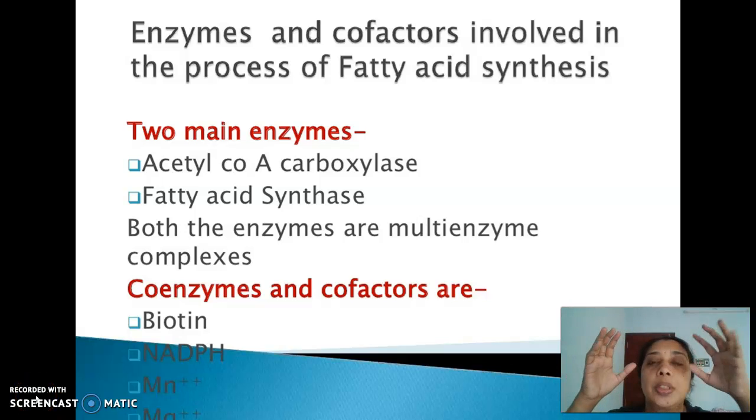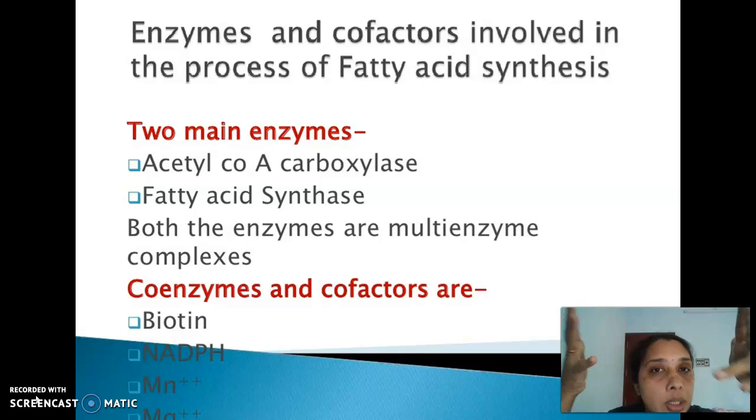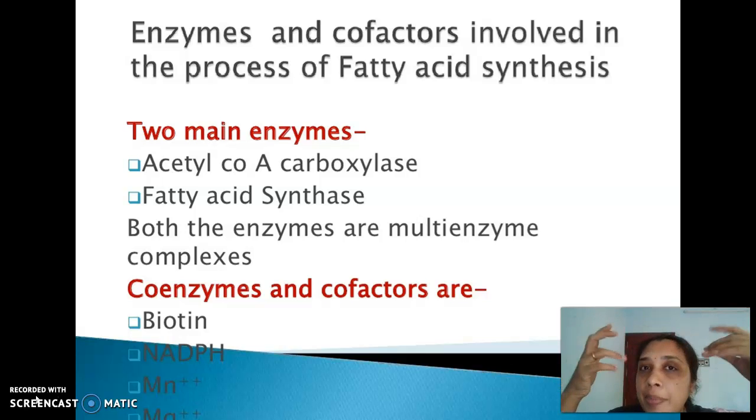Okay. So, fatty acid biosynthesis. The de novo pathway of fatty acids involves three stages. First is the translocation of acetyl-CoA from the mitochondria into the cytosol with the help of malate shuttle.